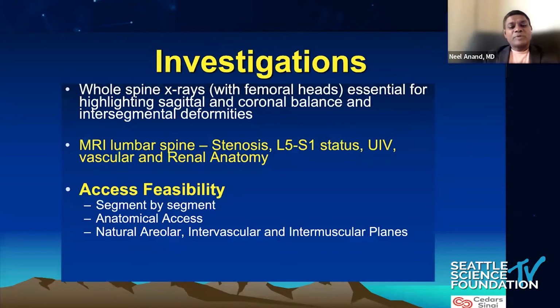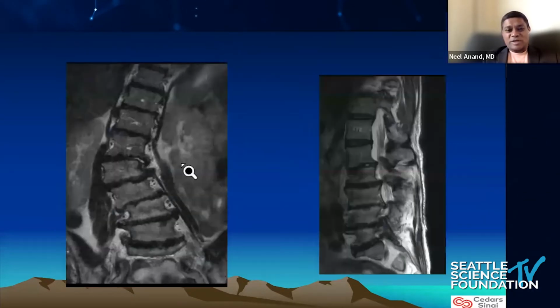So think about that. It's osteoporotic. Think about it. MRI is critical for me, not for the things we look at. Yes, we look at stenosis and all the other things we do. But for me, it really is the feasibility segment by segment. I'll talk about what that means. And we're looking at the natural areolar plane so that we can access it.